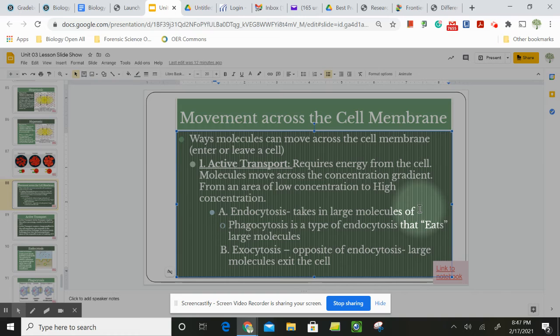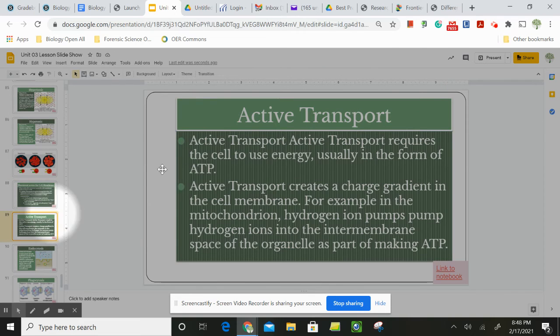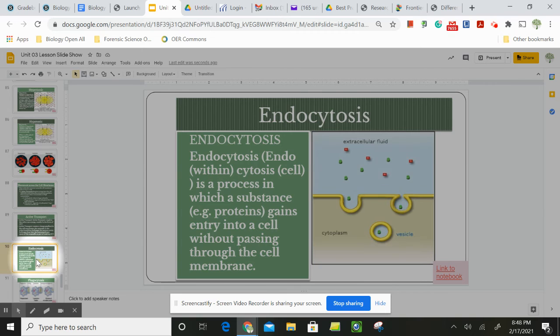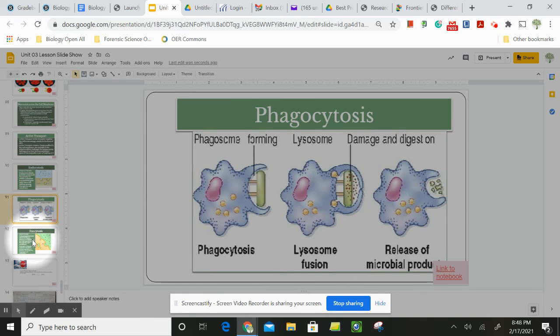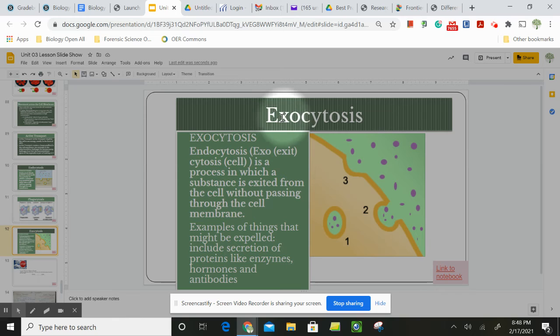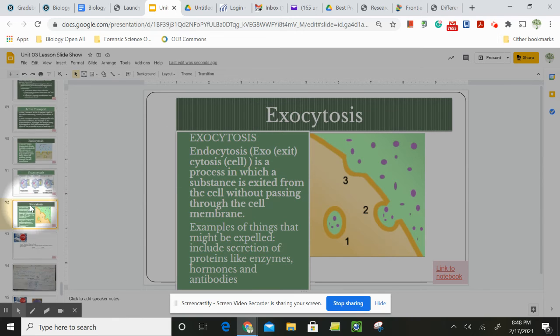All right, so those are your active transports. Active transport requires energy. We're going to talk more about the energy for cells. It's called ATP, or adenosine triphosphate. We're going to talk more about that in Unit 4. The next few slides just go into that in a little bit more detail. Your endocytosis, phagocytosis, and exocytosis. The EX makes you think of the word exit.